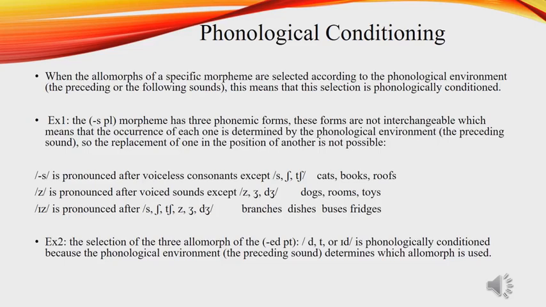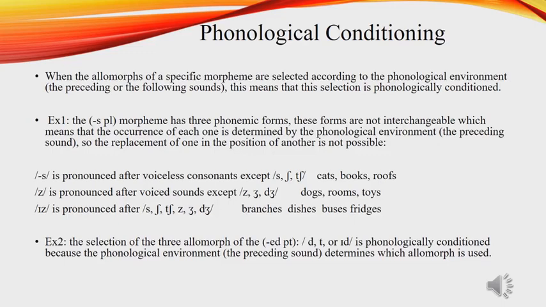The first example of phonologically conditioned allomorphs is with the allomorphs of the S plural. The S plural morpheme has three allomorphs, three phonemic forms, which are /s/, /z/, and /ɪz/. These allomorphs are selected according to the preceding sound, to the sound that comes before the S plural, to the sound that ends the noun.